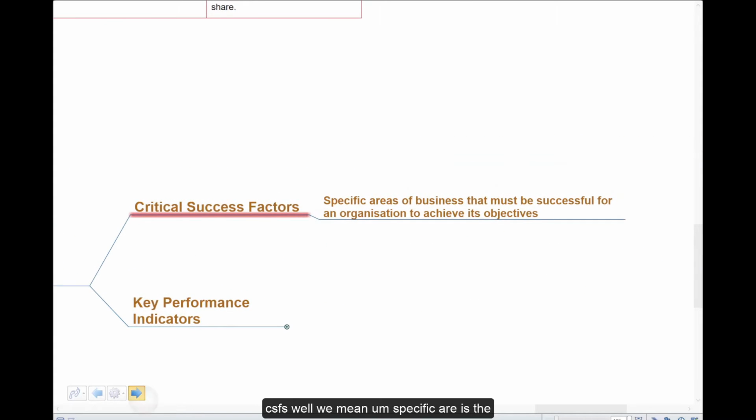CSFs? Well, we mean specific areas of the business that must be successful for an organization to achieve its objectives. So you can see the drill down there, the cascading. We decide on mission, objectives, goals first, and then we say, okay, I get that, but what are the key things that need to go right? My definition of CSFs would probably be things that need to go right, things that we need to get right, okay?